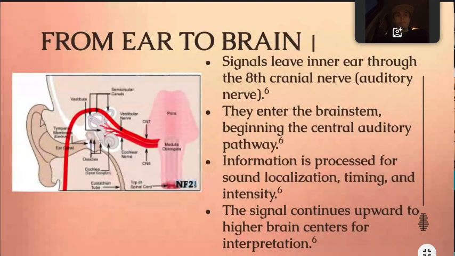Okay, finally, the sound signals leave the inner ear through the 8th cranial nerve and enter the brainstem. This marks the start of the central auditory system. Here, the brain begins decoding where the sound came from and how loud it is and what kind of signal it might be before sending it upward for full interpretation.